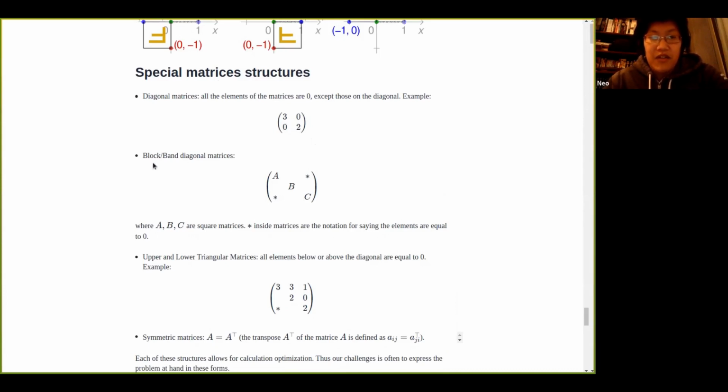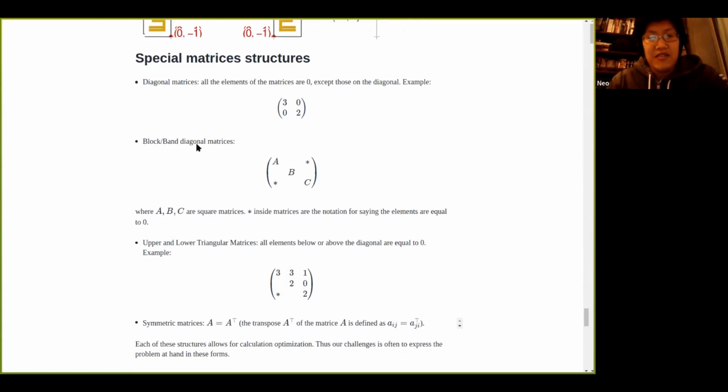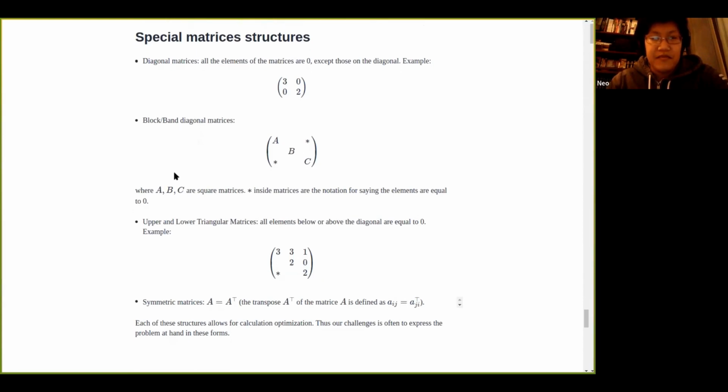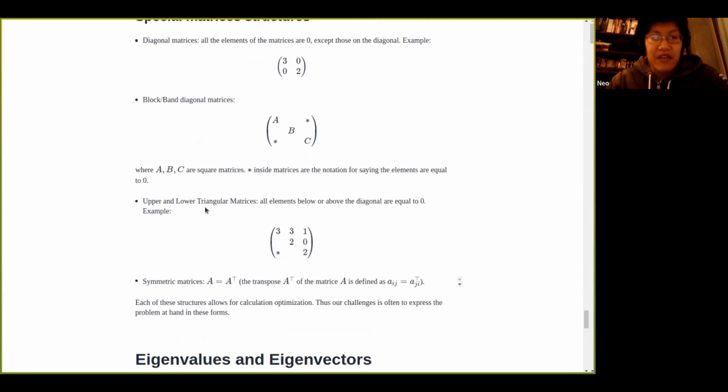You could have the block or band diagonal matrices. In this case, you could see in the matrix that the elements in the diagonal are not 0, but then you can form blocks of matrices, and outside of these blocks, of these square matrices, all the elements are 0. And so you could visualize this like this. You also have the upper and lower triangular matrices. That is, all the elements below the diagonal are 0, or above the diagonal are 0.